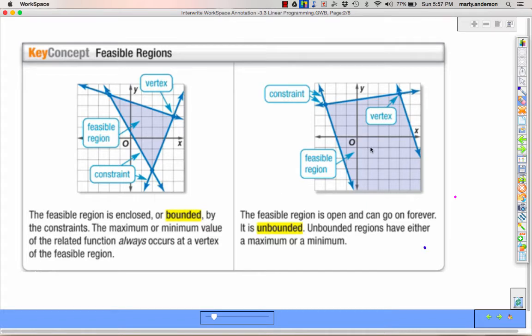The feasible region over here goes down forever. Therefore, it has either a maximum or a minimum. It does not have both. This one would have a maximum, but would not have a minimum because it goes down forever. When it's not enclosed, it's considered unbounded.